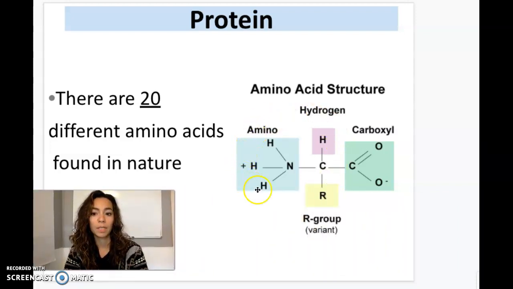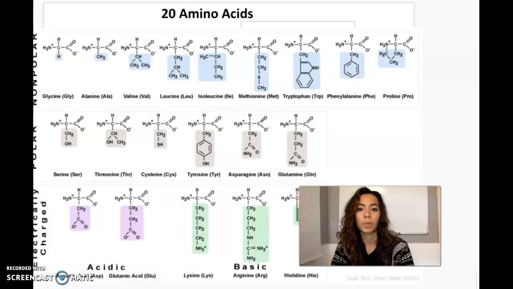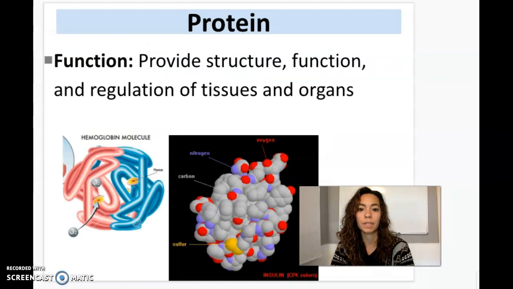The structure of them is here, so definitely draw this in your notes. We've got a central carbon, an amino group, a hydrogen, and a carboxyl group. This R group at the bottom is what changes depending on what type of amino acid we have. These parts up top always stay the same. The bottom part can change. Okay, so these are a bunch of different amino acids that are found in nature, and we'll be learning about these as we go on. But you can see colored in blue here, all of these are the different side chains, the R groups at the bottom, which is what causes those structural differences.